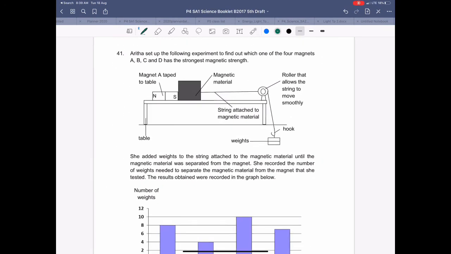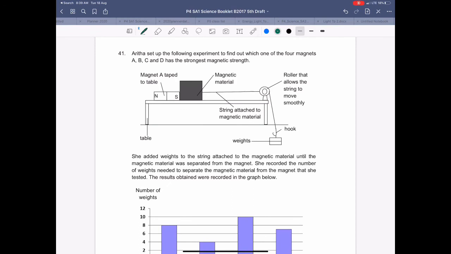Okay, these questions. Once again, topic: magnet. Straight away, why is it magnet? The question is already showing you a magnet diagram. The next thing is, when you look at it, it is actually looking at which one has the strongest magnetic strength. So once again, when you think about magnetic strength, what comes to your mind, the idea?